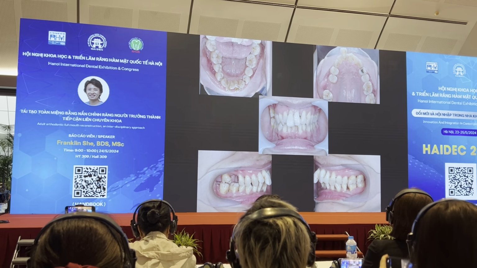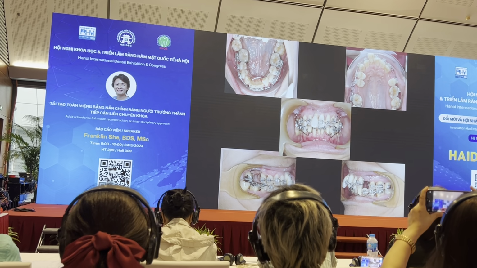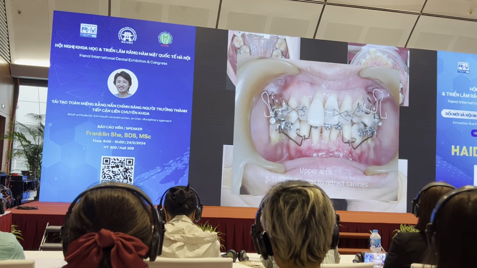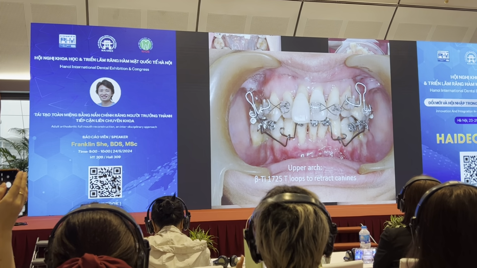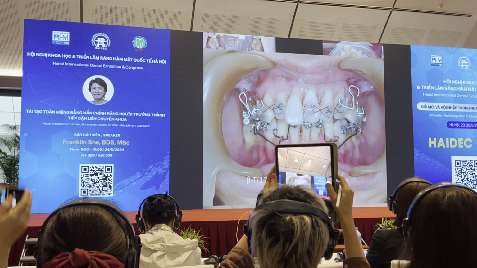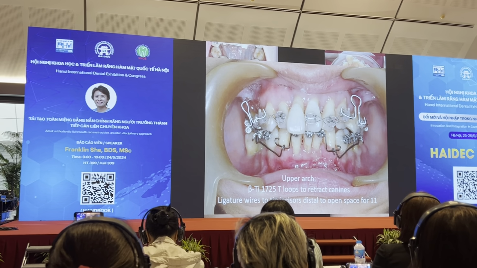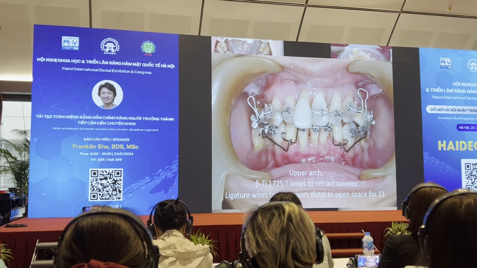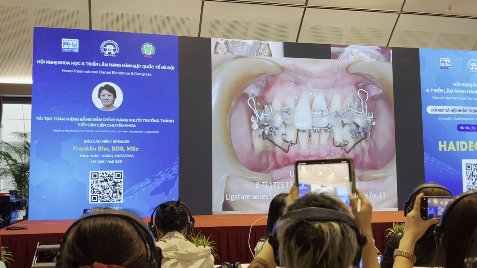These are the pre-treatment intraoral photos. Treatment progress. On the upper arch, beta titanium 1725 T-loops were used to retract canines. Ligature wire was used to tip incisors distally during canine retraction to open space for 1/1.